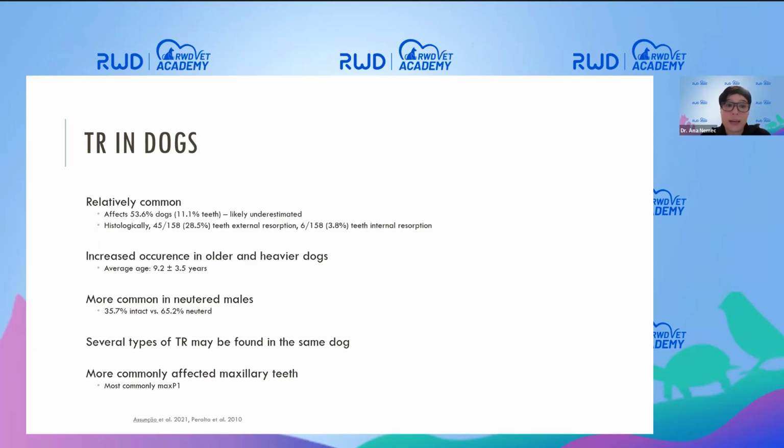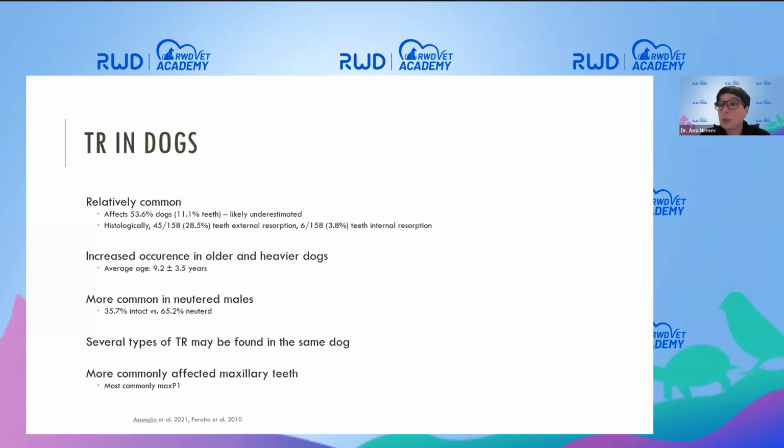Usually it will affect older, bigger dogs. For some reason that is unknown, it is more common in neutered males. And what is also true in dogs is that several different types can be found in the same dog.